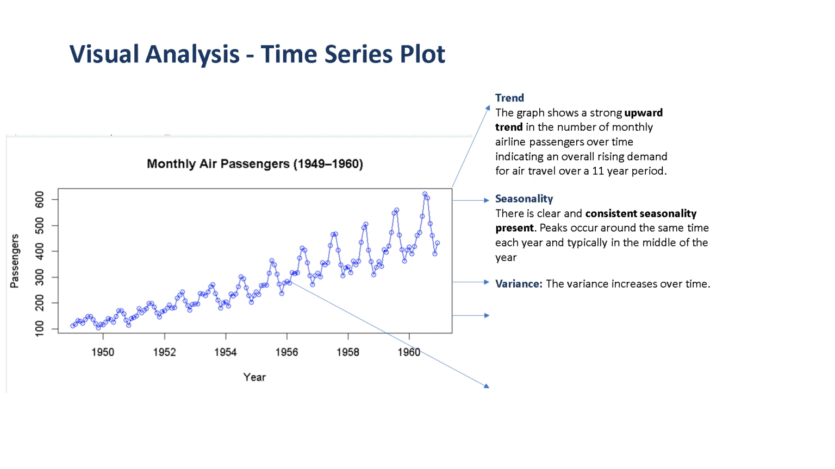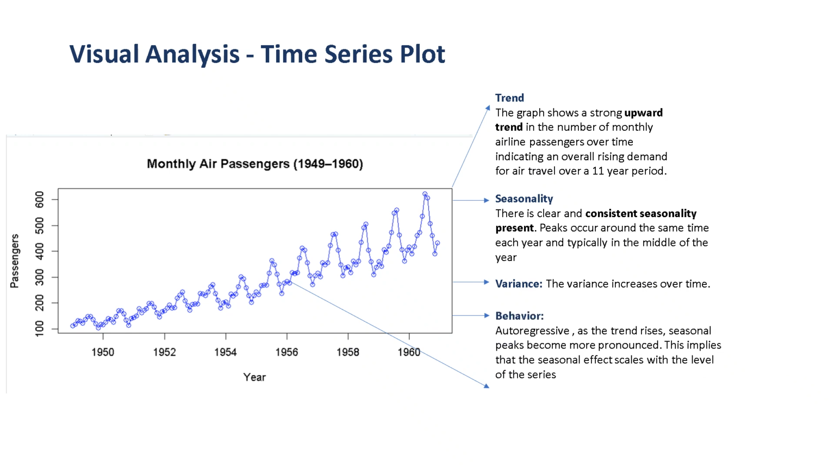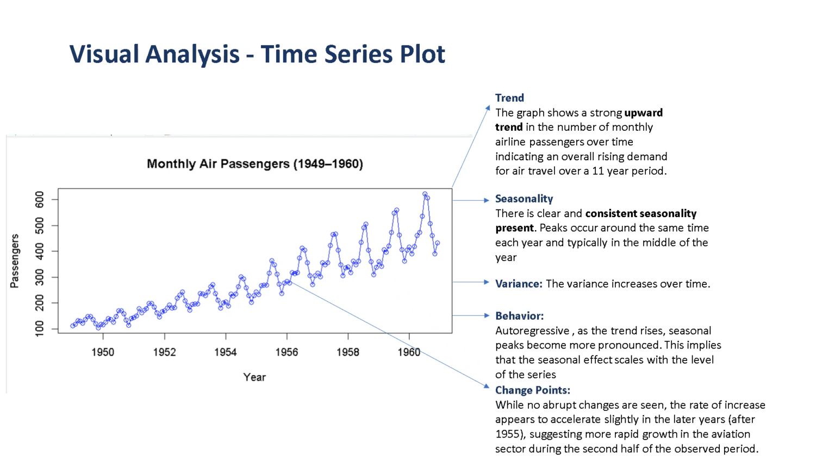Talking about the variance, which we can see increases as time progresses, indicates a non-constant variance, which is one of the reasons we would be applying a Box-Cox transformation later to make the data normal. So talking about the behavior, we can see that as the trend rises, the seasonal peaks become more pronounced. That's one of the key observations from the behavior. And talking about change points, while I don't think there are any certain change points, we can say that from the year 1955, the demand for air travel rapidly grows.